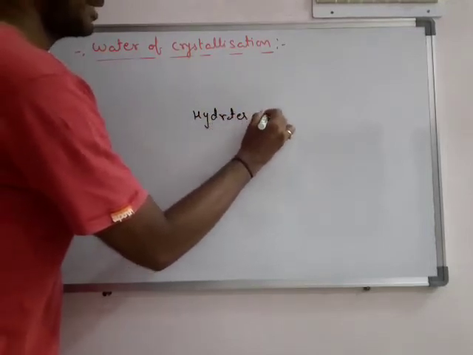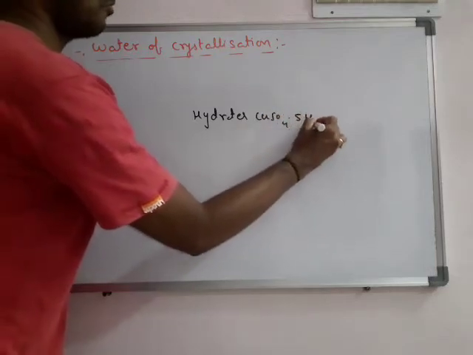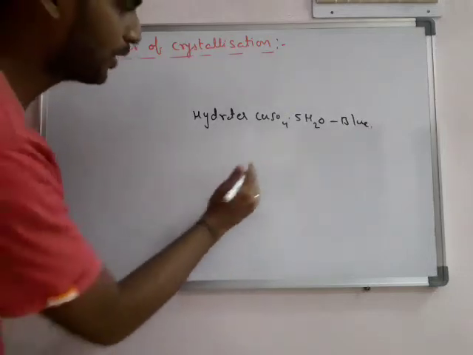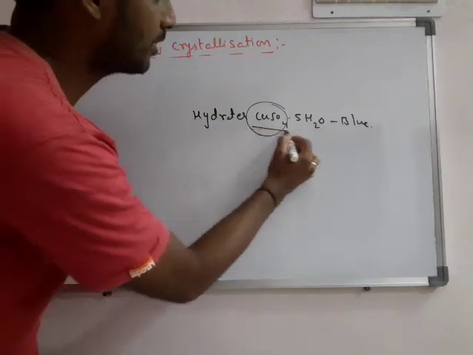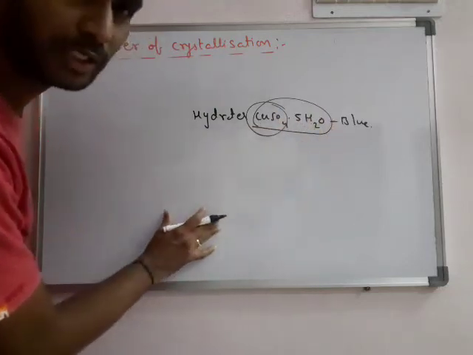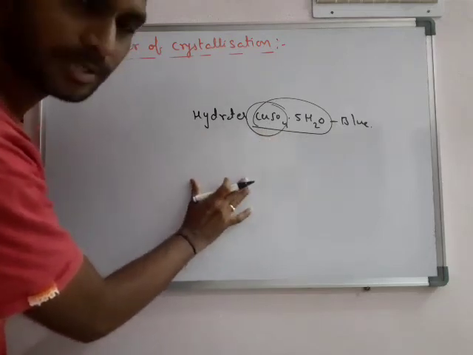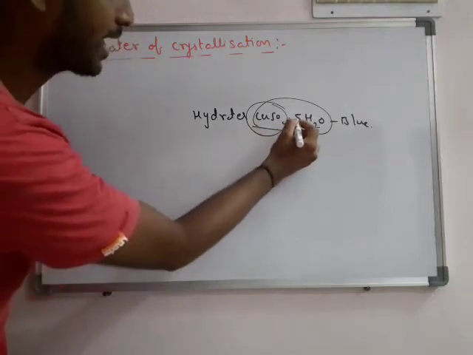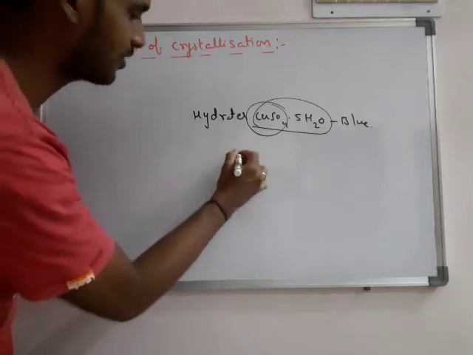So the hydrated copper sulfate, that is CuSO4.5H2O, which is blue in color. Actually, copper sulfate alone is colorless, but copper sulfate with 5H2O is blue in color. So what is the hydrated copper sulfate formula?